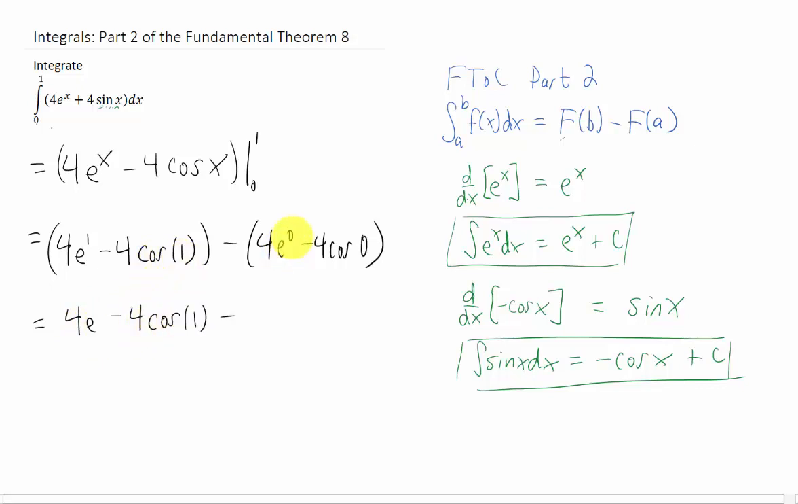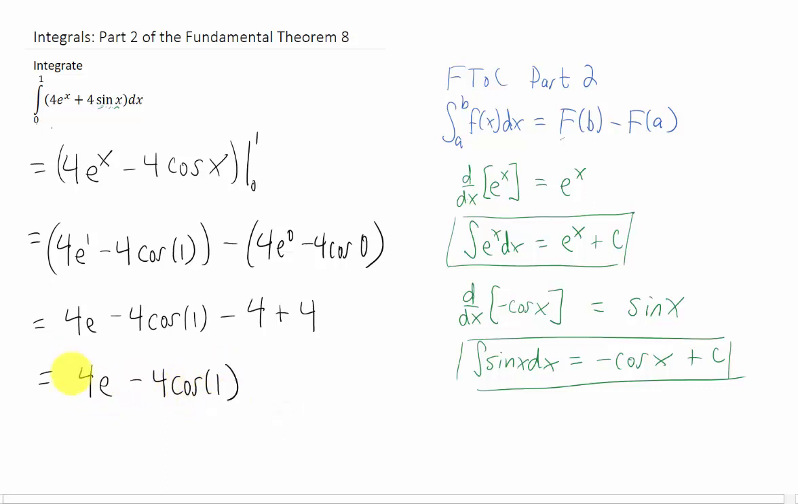E to the 0 is just 1 because anything to the 0 is just 1. Cosine of 0 is 1 as well. This minus is going to distribute to that minus, and we're going to end up getting a plus 4. These 4's cancel, and we just get an answer of 4e minus 4 times the cosine of 1.